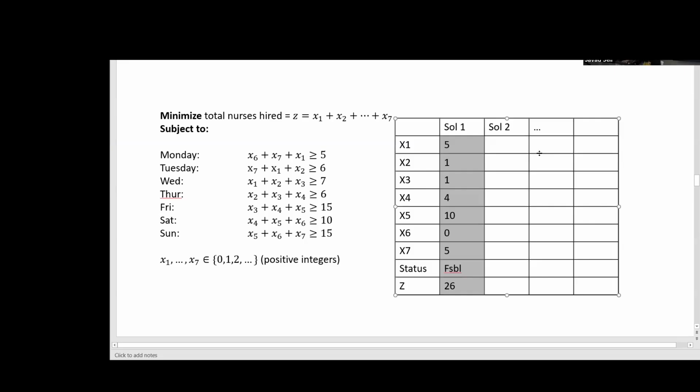But, x1. Let me ask you this question. Whoever gives me a feasible solution for this problem first wins a prize. What is something you can instantly come up with?